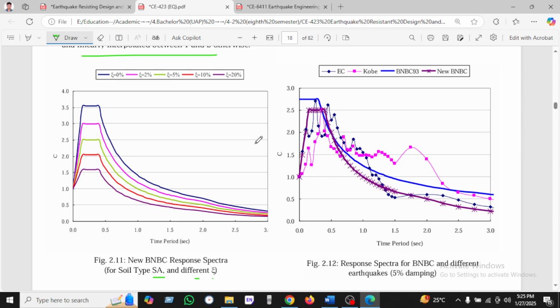So if we go to this, it is not proposed, it is published BNBC 2020 spectra. On the other hand, we have been seeing the El Centro, which is the dotted line, and the Kobe, this is the Kobe earthquake, and another is proposed BNBC. It is 93, it is already invalid, and the new BNBC has also been shown. This is proposed. So this is the spectra.